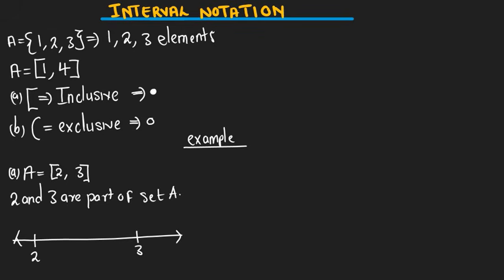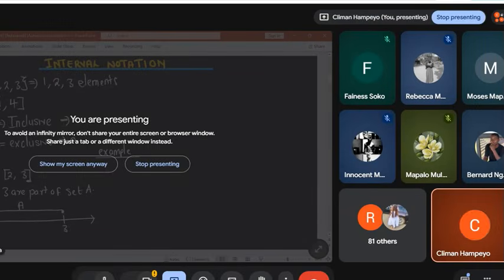Now, to be able to present set A on the real line, I said these brackets, the inclusive brackets, what do you put? Shaded circle. Now, since 3 is also part of this set, you put a shaded circle. Then you connect. This becomes your set A. You have represented set A on the real line. Thumbs up if you understand. Please follow me. I don't want to lose anyone.